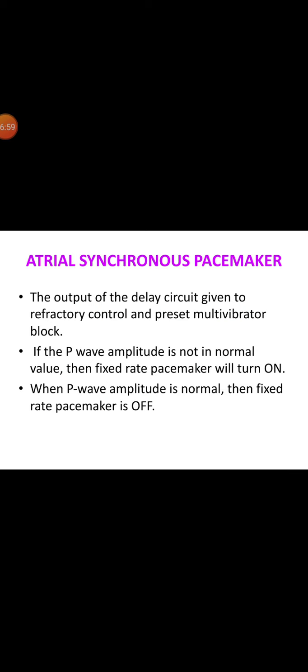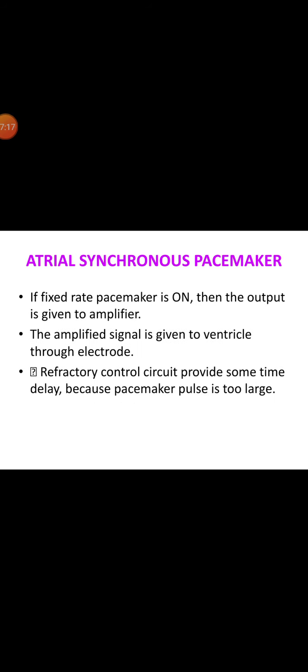The output of the delay circuit is given to the refractory control and preset monostable multivibrator block. If the P wave amplitude is not in normal value, then the fixed rate pacemaker will turn on. When the P wave amplitude is normal, then the fixed rate pacemaker is off. So if a fixed rate pacemaker is on, then the output is given to the amplifier. The amplified signal is given to the ventricle through the electrode, and the refractory control circuit provides some time delay because the pacemaker pulse is too large.